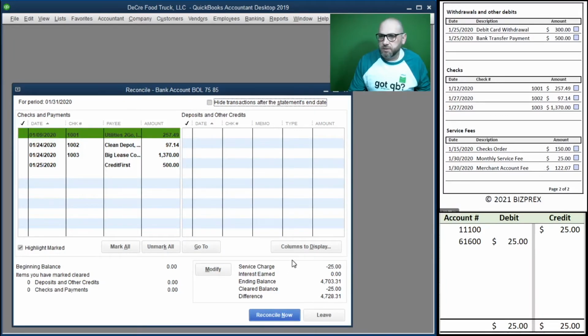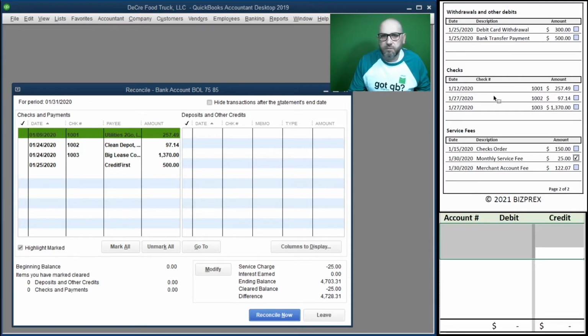And essentially that service charge is right here. Clear it for the next one. So far we have the service fee charge that we can click as cleared right on our bank statement, and we have some charges, and those are checks primarily and a credit card payment. So let's clear those for starters.